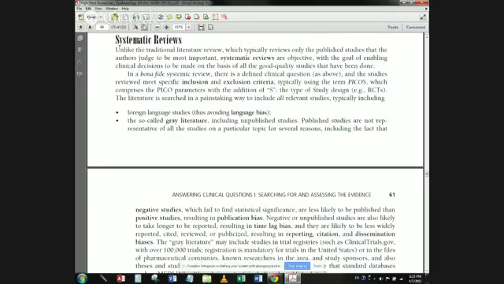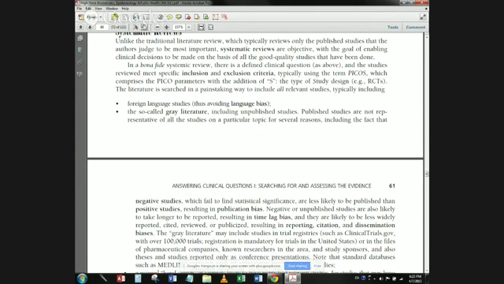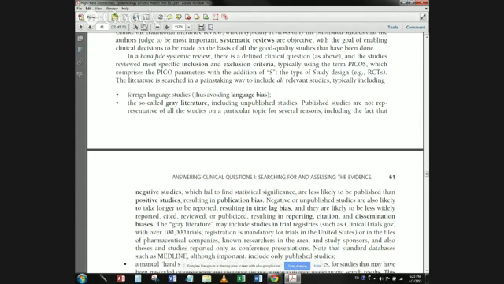Published studies are not representative of all the studies on a particular topic for several reasons, including the fact that negative studies which fail to find statistical significance are less likely to be published than positive studies, resulting in publication bias. Negative or unpublished studies are also likely to take longer to be reported, resulting in a time lag bias, and they are likely to be less widely reported, cited, reviewed, or publicized, resulting in reporting, citation, and dissemination biases.